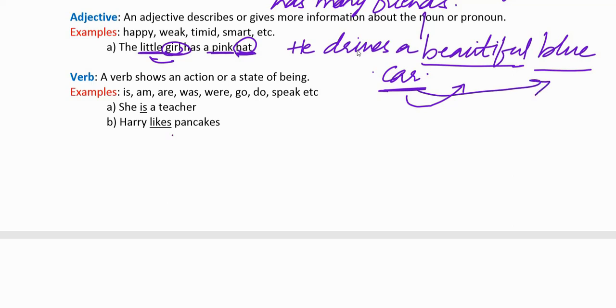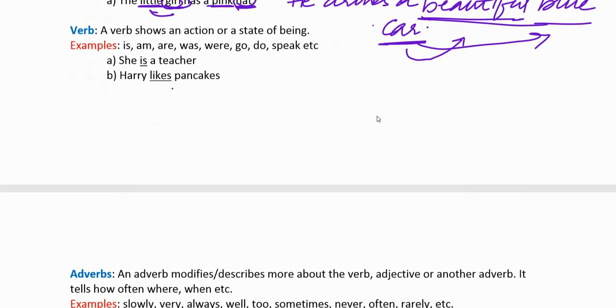It's blue. Okay? So an adjective is something which describes more about the noun or a pronoun. And remember, adjectives are always placed before the noun, not after. Okay, I hope you have understood what an adjective is. Now, moving on to verb.